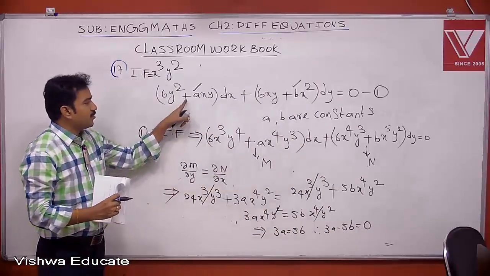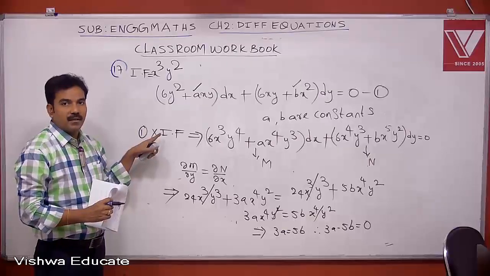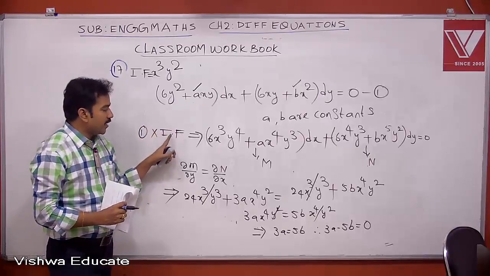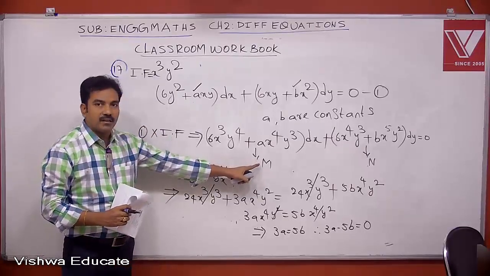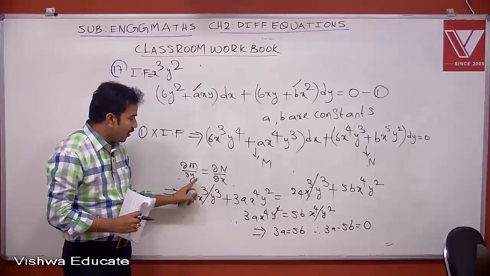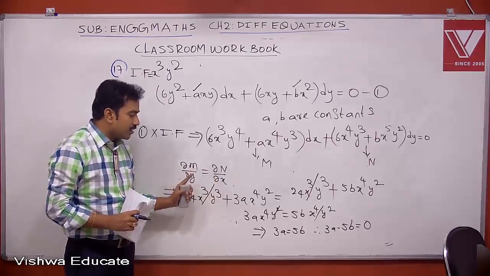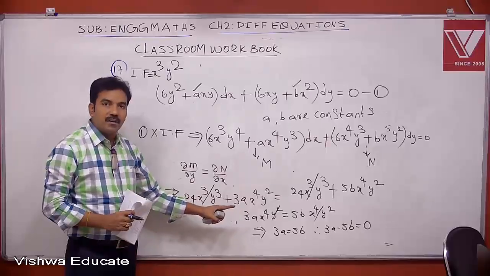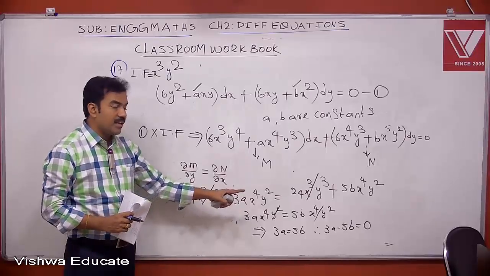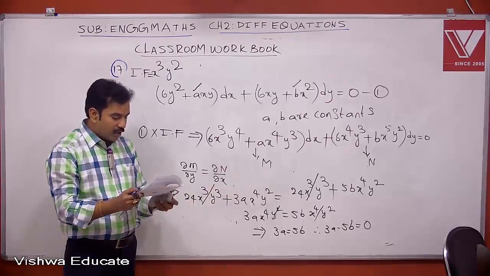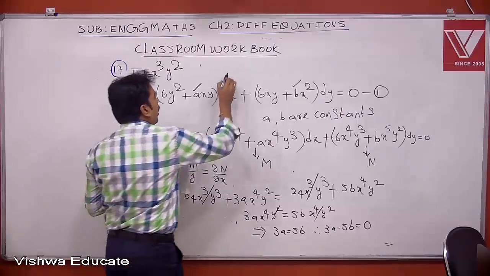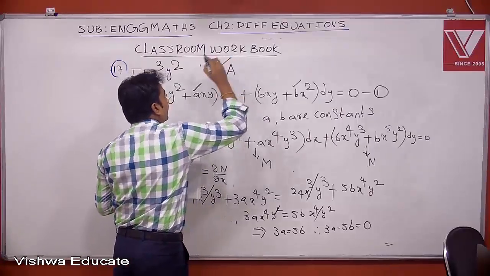We have just multiplied this equation with an integrating factor. Since it is multiplied with an integrating factor, the equation became exact. That means dou M by dou y and dou N by dou x will be the same. So when you equate these two quantities, I get a relation between small a and small b, that is 3a minus 5b equal to 0. Therefore option A is the right answer. Note this.